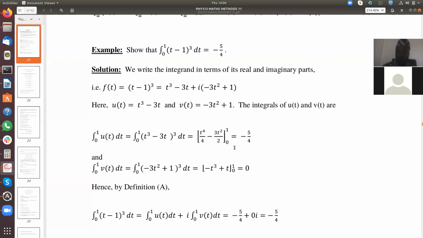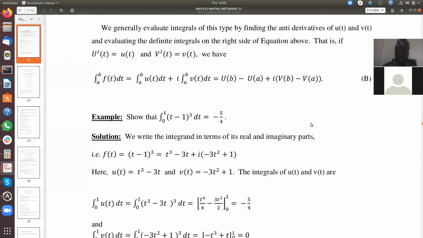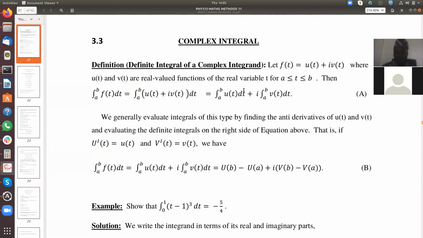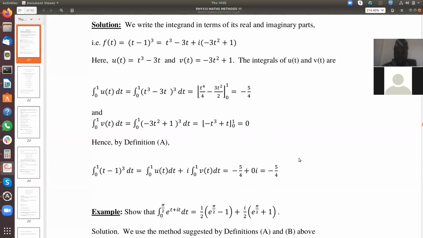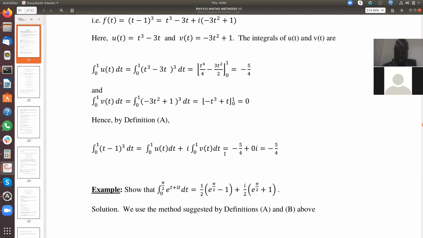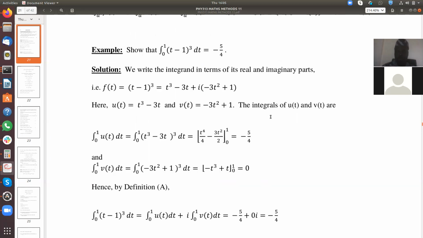So by the time you apply this now, u of t, v of t, using this approach, this formula, you know what this is and what this is, and you add this or you subtract it. You put them together now, which is this. You now have minus 5 over 4 plus 0, and you get minus 5 over 4, which is what we have to prove here. Is that okay?